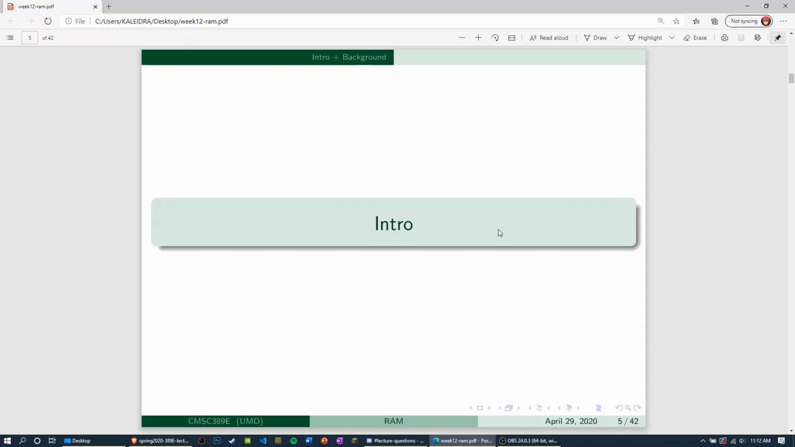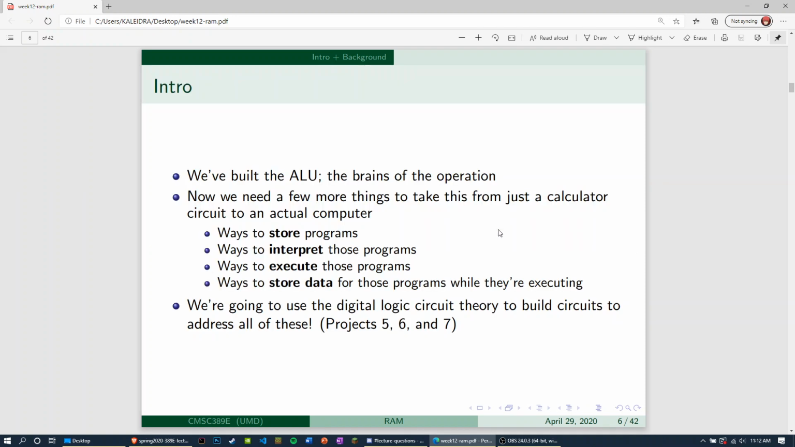But this is going to talk about that last chunk of the project that we work on, right? So hopefully exciting. Now, as a review, everybody, we've built the ALU, the brains of the operation. Now we need a few more things to take this from just a calculator circuit to an actual computer. Now I know I keep repeating this every week, but I do want to drill it into everybody's head that this is the track that we're taking.